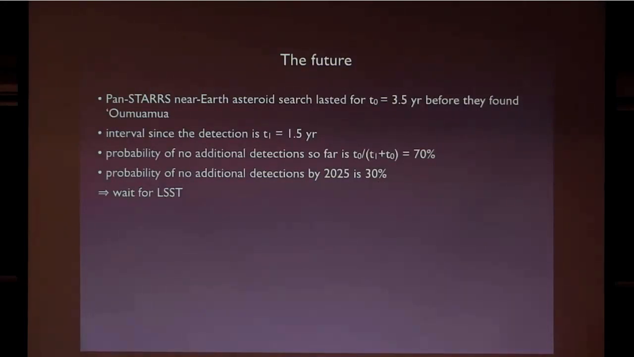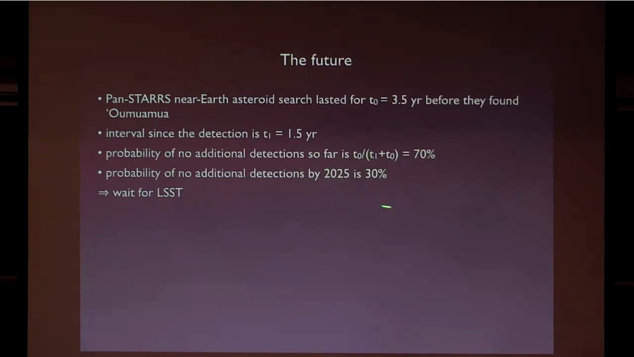How long do we have to wait to find another one? The Pan-STARRS near-Earth asteroid search that found it had gone on for 3.5 years. The interval since the detection is now 1.5 years, so the probability we haven't had any additional detections by now is about 70%. That's not a concern.